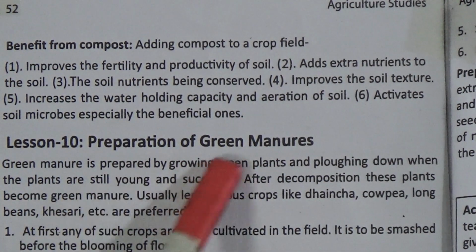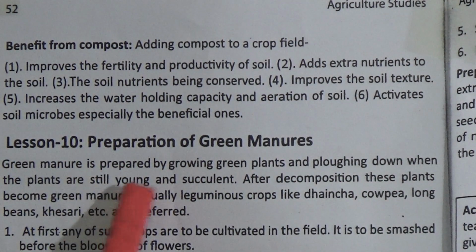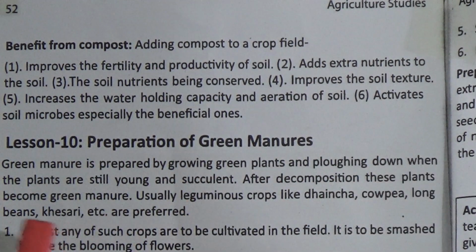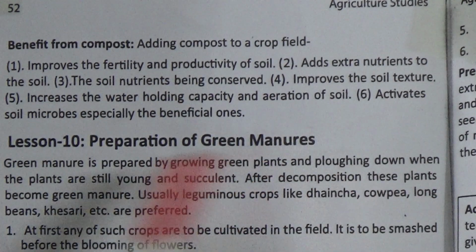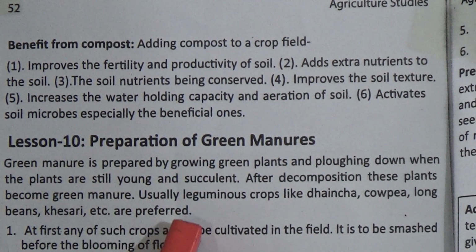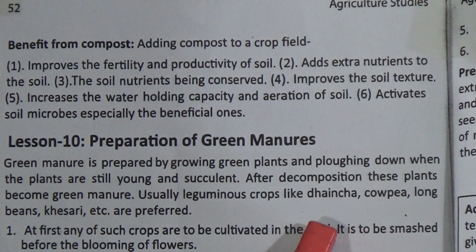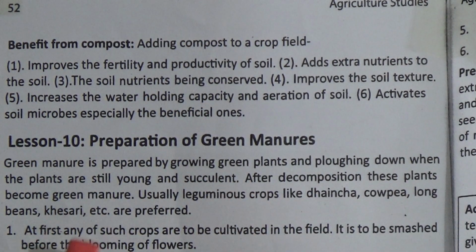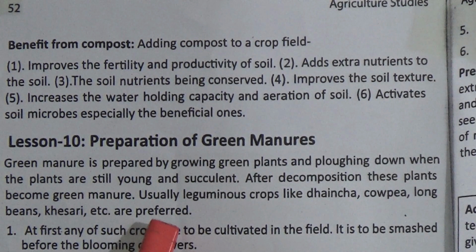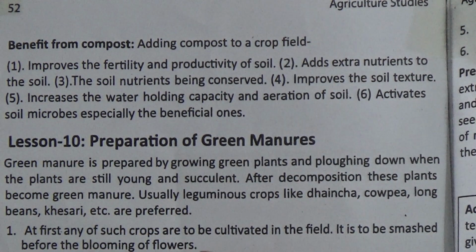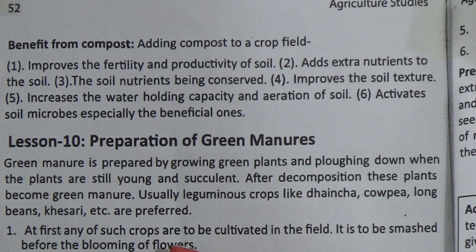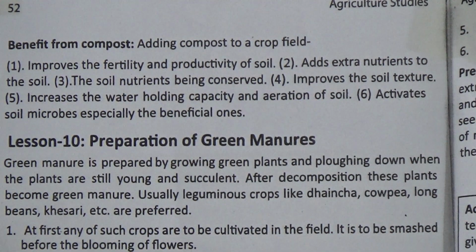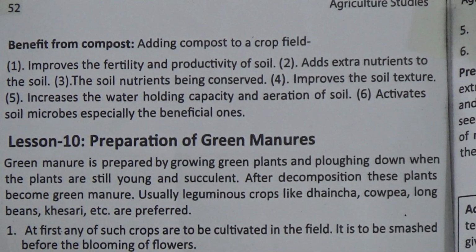Lesson 10, preparation of green manures. Green manure is prepared by growing green plants and plowing down when the plants are still young and succulent. After decomposition, these plants become green manure. Usually, leguminous crops like dhaincha, cowpea, long beans, etc. are preferred. At first, any of such crops are to be cultivated in the field. It is to be smashed before the blooming of flowers. This is followed by 3 to 4 times repeated plowing and laddering to fairly mix the plants with the soil.